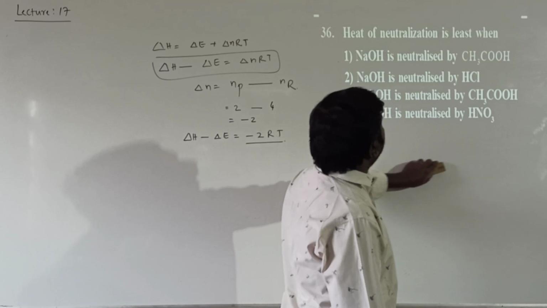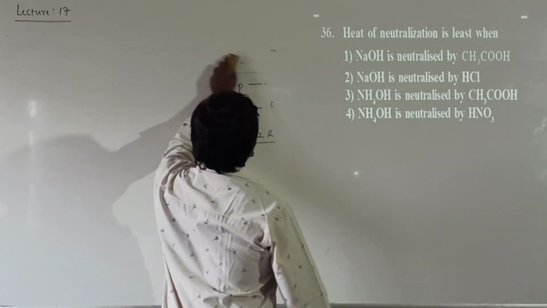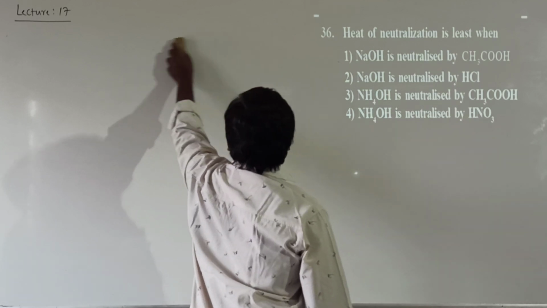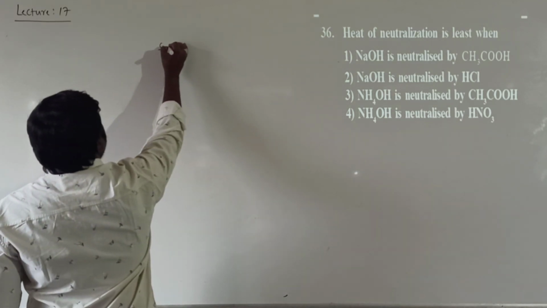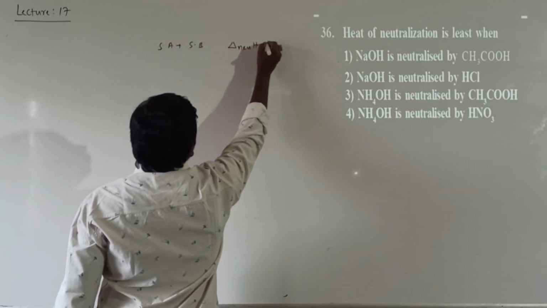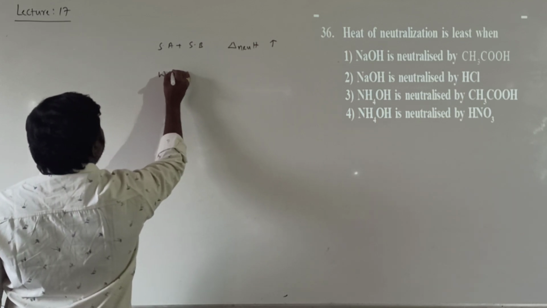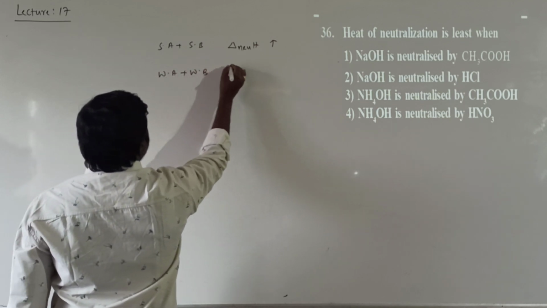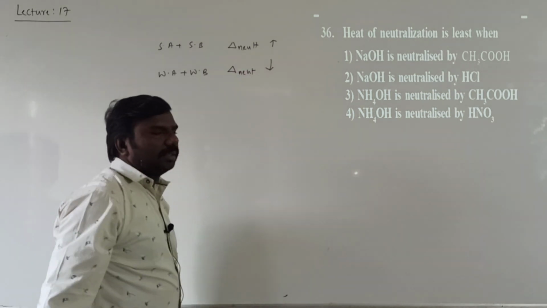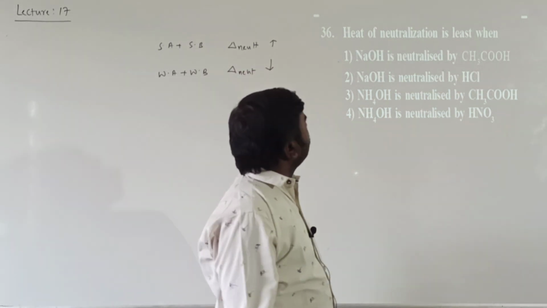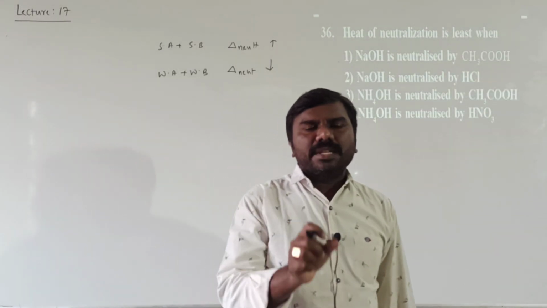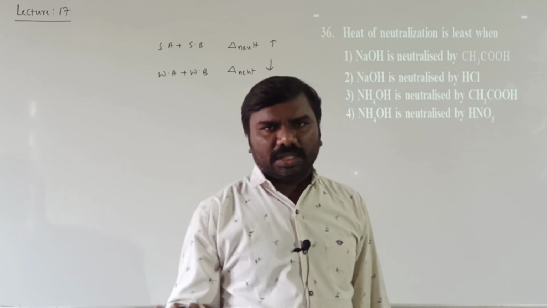Heat of neutralization is least when, if you observe, strong acid, strong base, enthalpy of neutralization is very high. Weak acid, weak base, enthalpy of neutralization is very less. Then follow the answer. Heat of neutralization is least. Least means the acid and base must be weak.